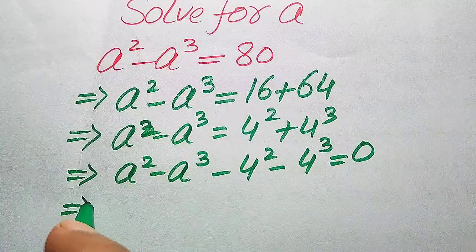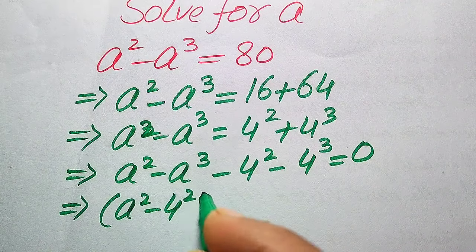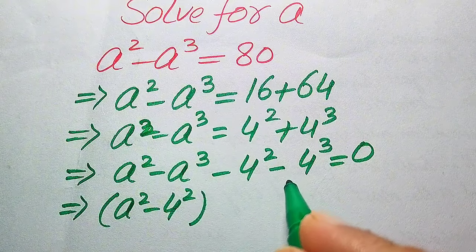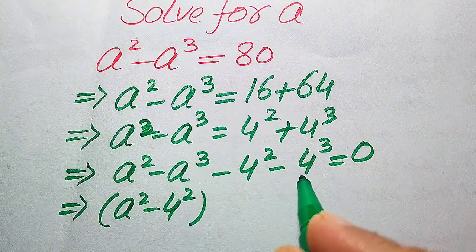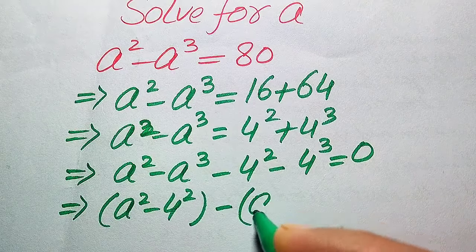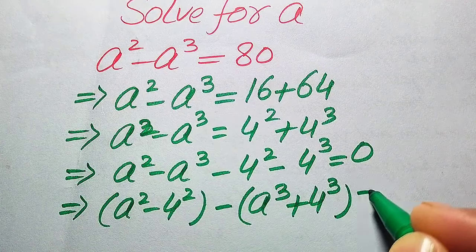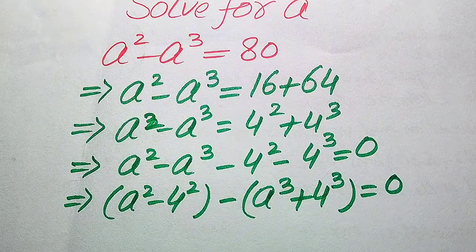And now we make the pair of square term with square term, that is a square minus 4 square, and we make the pair of cubic term with cubic term. So this is minus a cube, this is minus 4 cubed. Here we take the common negative sign, and we get a cubed plus 4 cubed equals 0.